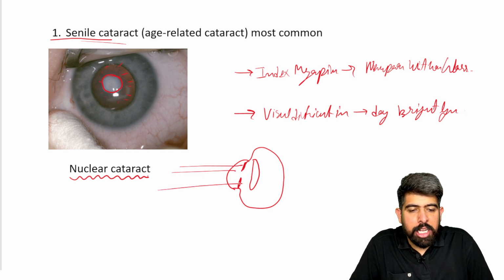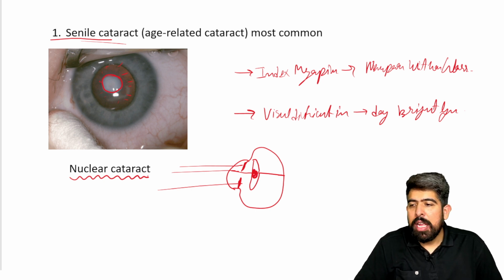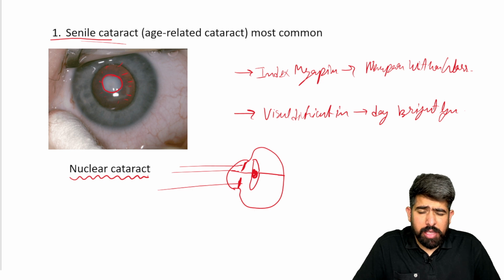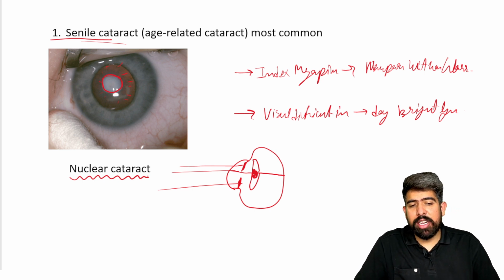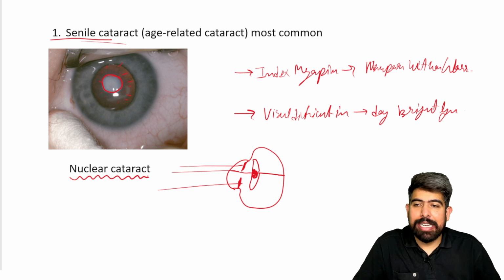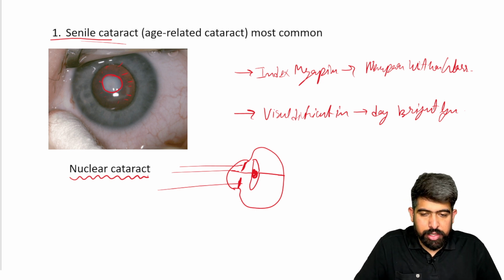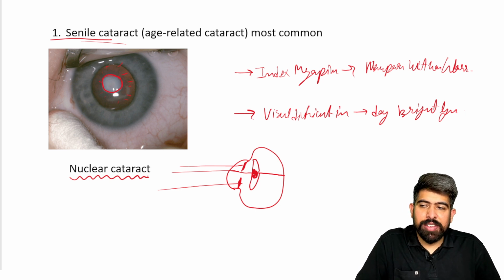Your pupil will be getting smaller. So the light can pass into the central part of your lens to the retina, but the central part, which is your nucleus, is already having what? Having the clouding of the lens. So the patient is facing difficulty in the daylight or bright light, when the pupil is constricted. So this is your first type of cataract, which is the nuclear cataract.